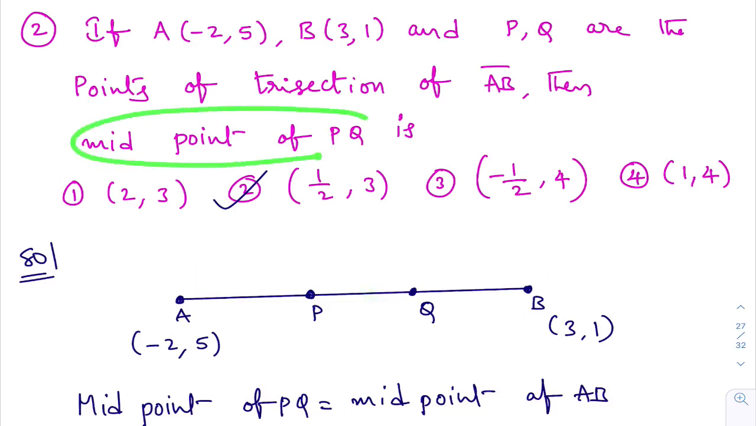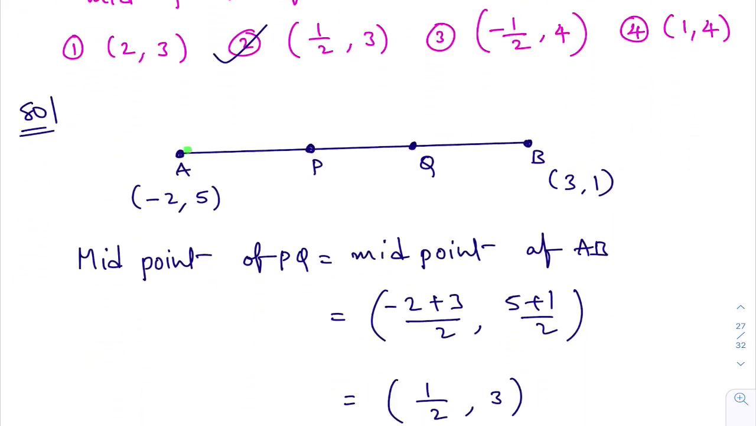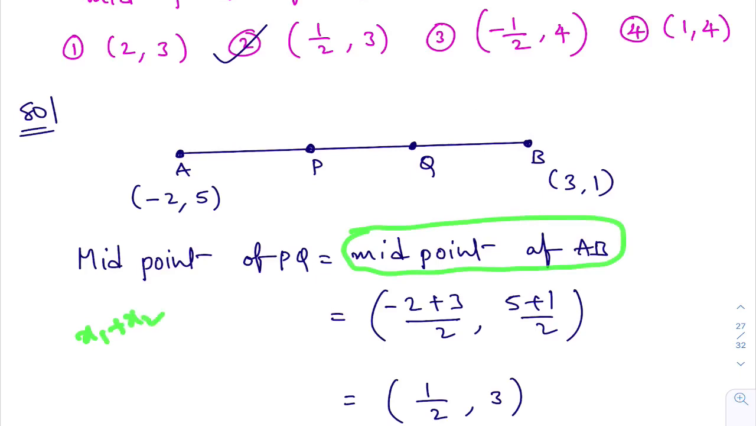They are asking to find the midpoint of PQ, but they have not given what P and Q are. So without knowing P and Q, we can find the midpoint of PQ here. How? Midpoint of PQ is the same as midpoint of AB. I hope you understand this. You can easily understand this point. The midpoint formula is (x1 plus x2) divided by 2, (y1 plus y2) divided by 2. We learned this in the theory of the coordinate system.